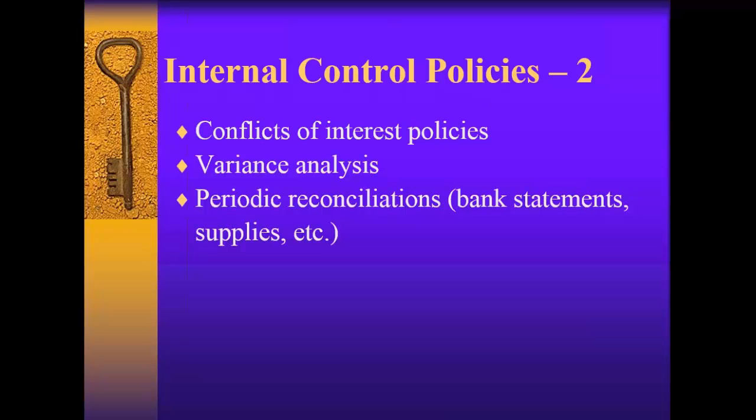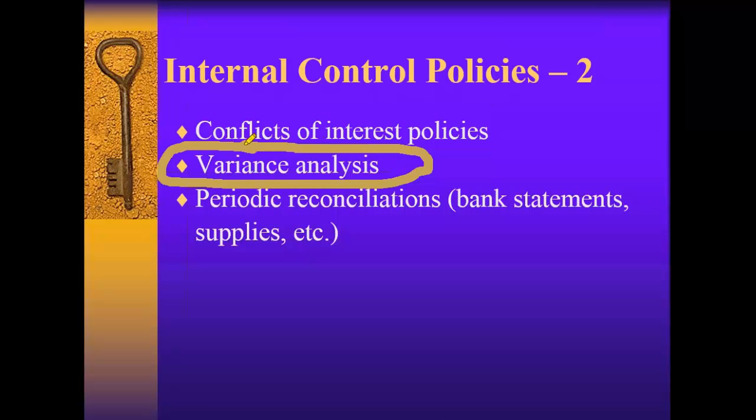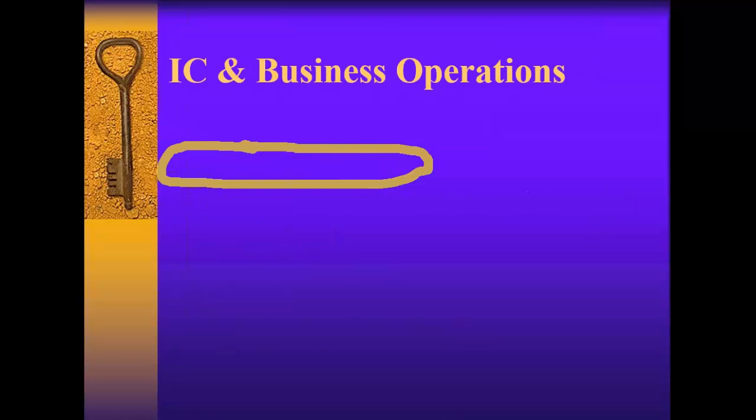You don't know why there's a variance, but you do know there's a variance, and then you can investigate it. Variance analysis, I guess the easiest way to give an example of this is the budget process is an internal control process. And let's see if we can continue on here. Physical safeguards, we've talked about that. Training, segregation of duties, we've talked about that.